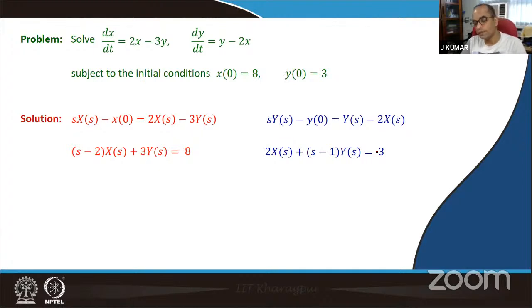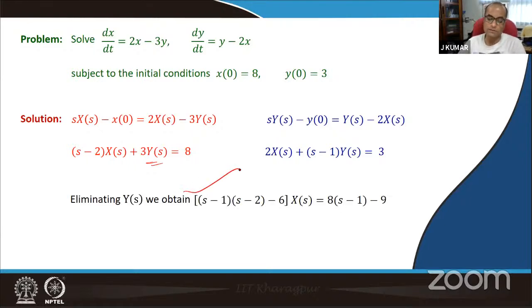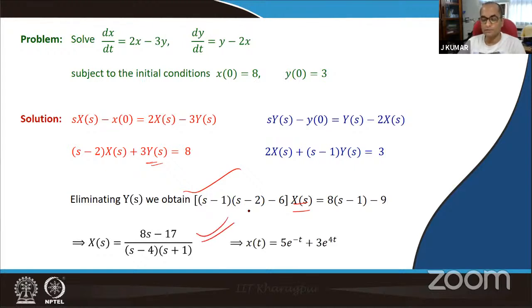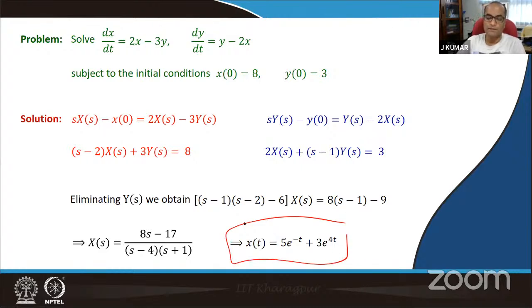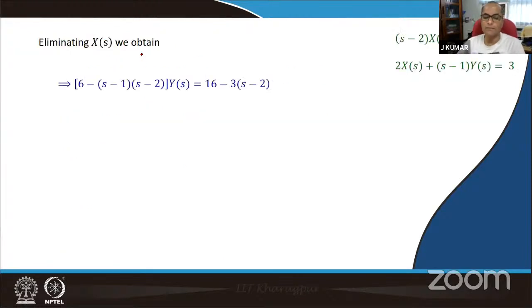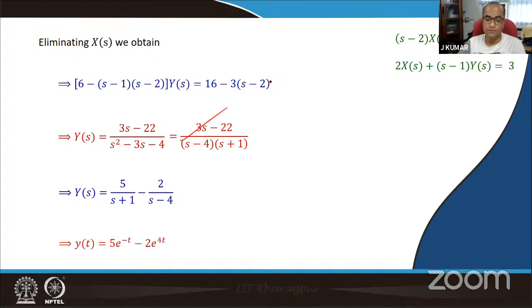Either you eliminate Y(s) first, or you eliminate X(s). For instance, if we eliminate Y(s), we will get X(s) in terms of s, and then we can take the inverse Laplace transform to get x(t). Once we have x(t), we can either put it in directly and get y, or we can eliminate x this time, get Y as a function of s, and take the inverse to get y(t) equal to 5e^(-t) minus 2e^(4t).